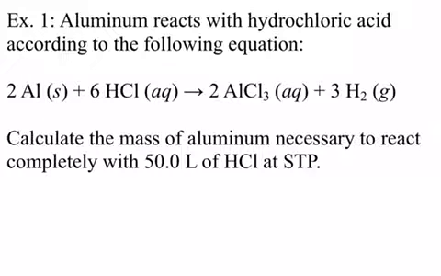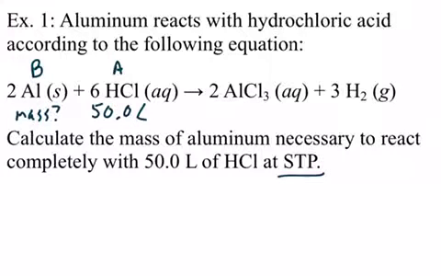And as you can see, this first one, they want us to calculate the mass of aluminum. So that right there is what we're looking for. So let's call that B. We want the mass of aluminum. We are given 50 liters of HCl. So our given is A, and we have 50 liters. And what catches my eye here, this one is at STP. So we're looking at a volume to mass problem here and at STP conditions.